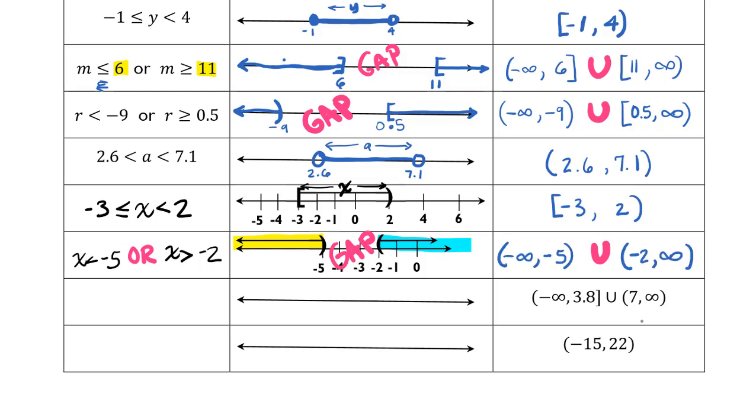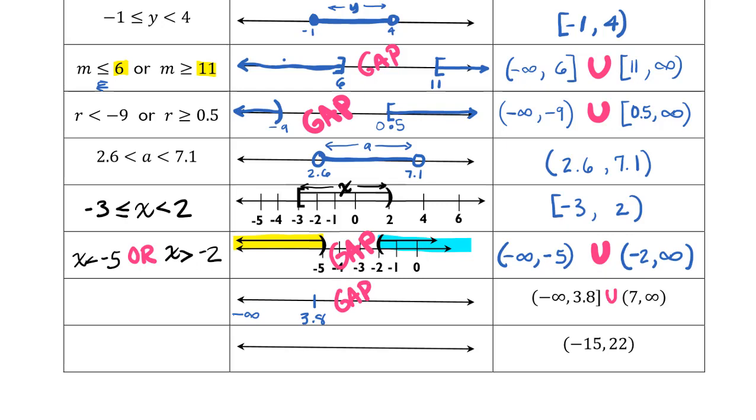Next one, we're given the interval notation and we have to work our way backwards. So I'm most comfortable with graphing the intervals, so I'm going to go ahead and do that first. I'm going to notice that -infinity is included, so that's important. All the way up to 3.8. I know there is a gap because of the union here, so I'm going to write a gap in my graph.